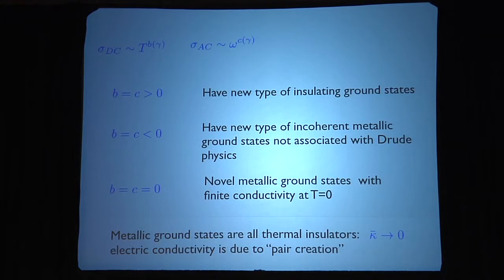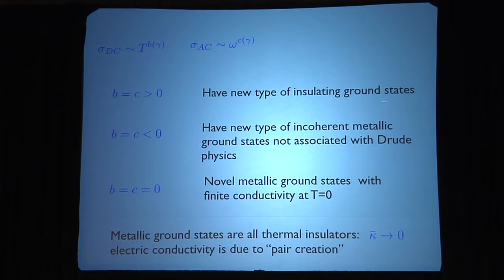We calculate the DC scaling with temperature. It has some exponent B. Gamma is a model, a Lagrangian parameter. We can also calculate the AC conductivity by using a matching argument with the zero temperature ground states. These are applicable in different regimes. We find these two exponents are actually equal.